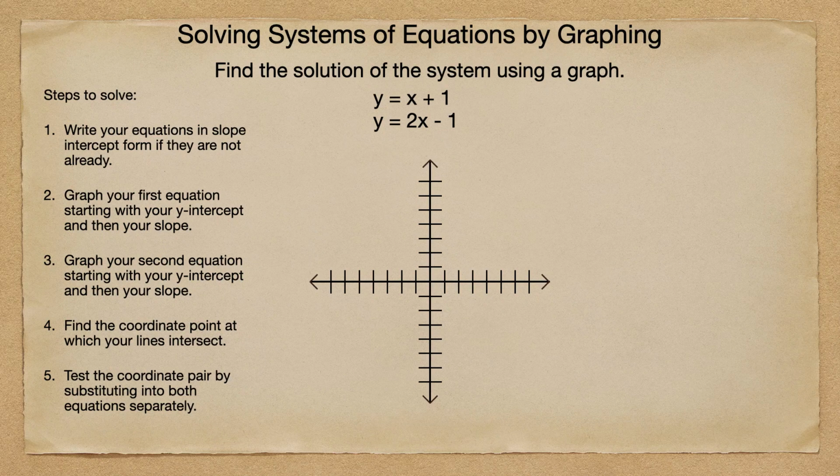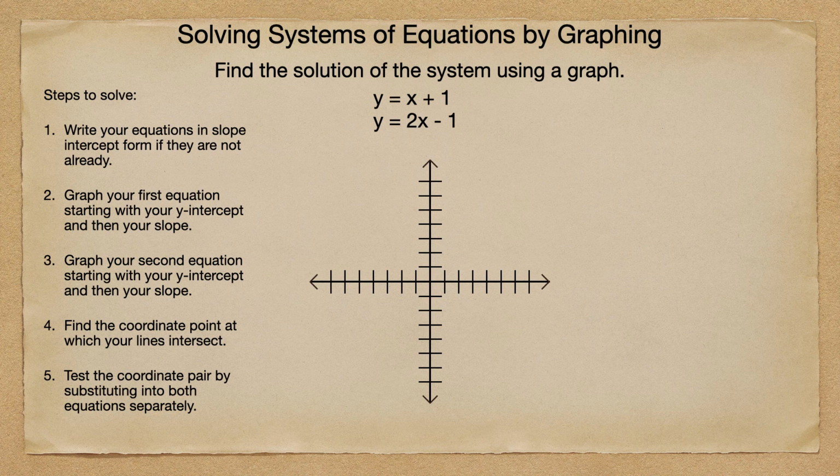Hey guys, today we're going to solve systems of equations by graphing. We're going to start by finding the solution of the system using a graph, and the system will be y equals x plus 1 and y equals 2x minus 1. If your equations aren't already written in slope-intercept form, you want to make sure you do that first, as in this situation, they both are.